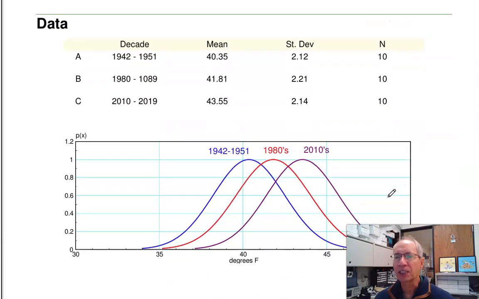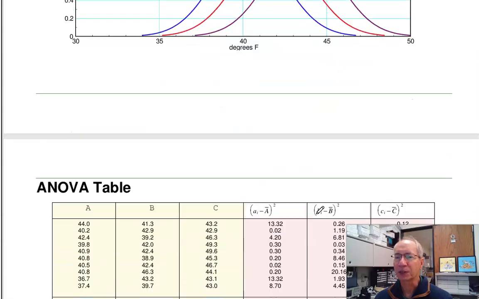Well, again, you have your data. I would pull in those data sets. Each data set has a mean, standard deviation, number of data points. So here's the 40s, 80s, 2010. Now it sure looks like it's getting warmer. That's what it looks like. Does it show up in the data? So let's do analysis of variance in this case.